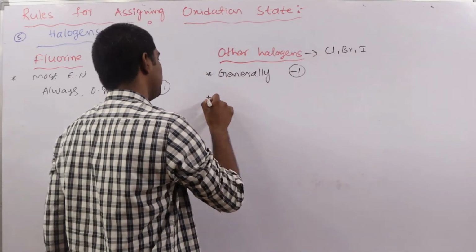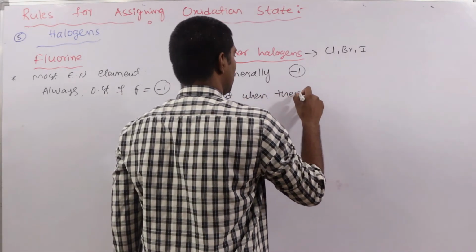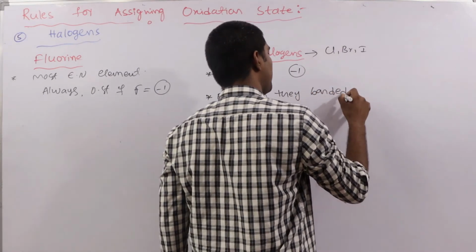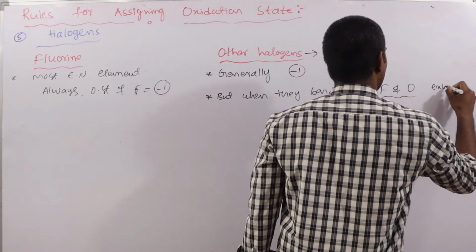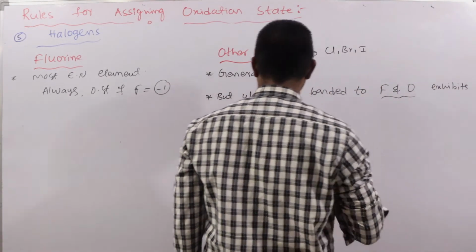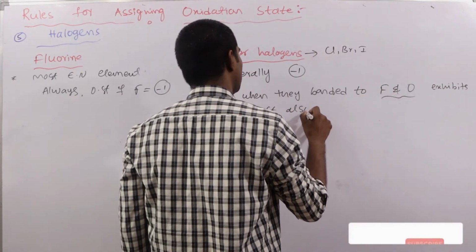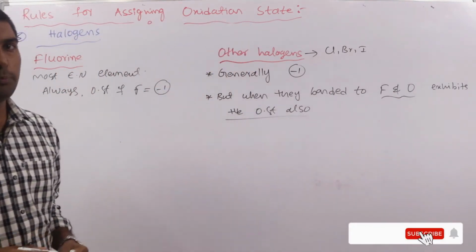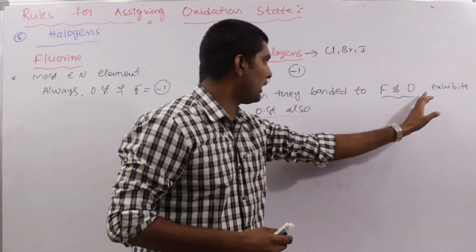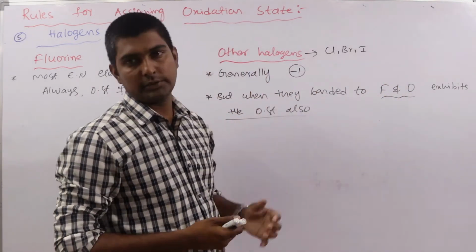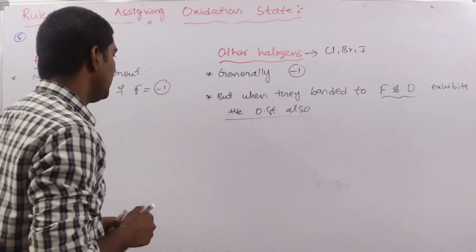But when they are bonded to fluorine and oxygen, they exhibit positive oxidation states also. Okay, chlorine, bromine, iodine generally exhibit -1, but when they are bonded to fluorine and oxygen, they exhibit positive oxidation states. And also in interhalogen compounds, which I will explain here.